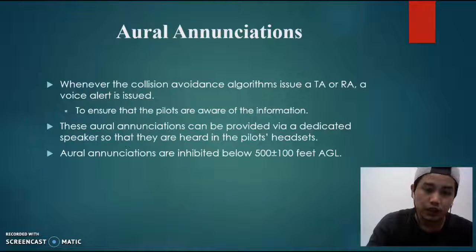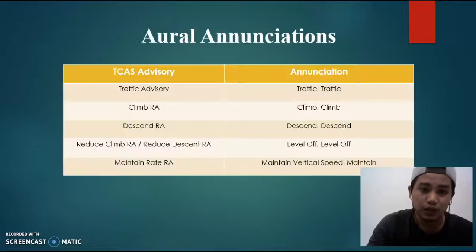The last one is the aural annunciation. Whenever the collision avoidance algorithm issues a TA or RA, a voice alert is issued to ensure that the pilots are aware of the information. This aural annunciation can be provided via a dedicated speaker so that it is heard in the pilot's headset. Aural annunciations are inhibited below 500 plus or minus 100 feet above ground level.